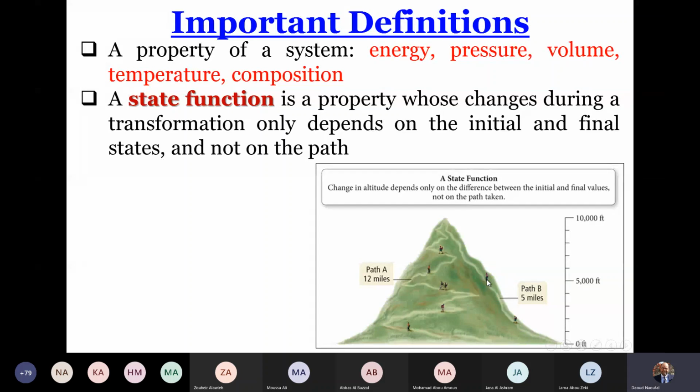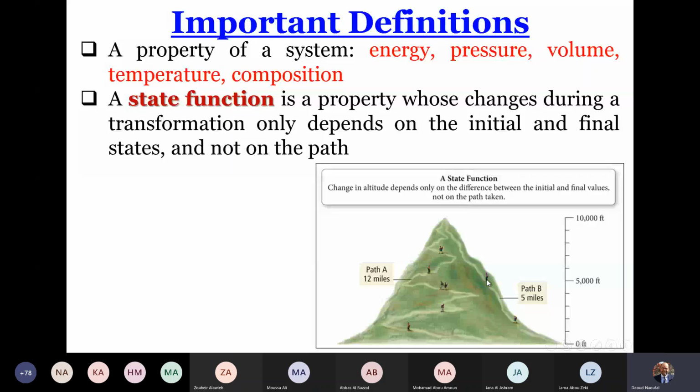What are the properties changed during this transformation? The first property is the path, the distance. And the second is the height. These two persons follow different distances, different paths, but they reach the same height. So the height is a function that depends only on my initial state and my final state. It does not depend on the path I follow.